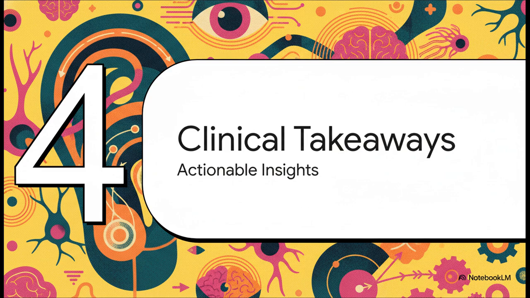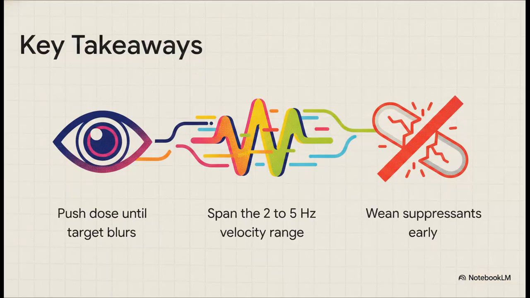Section 4. Key clinical takeaways. We've covered some pretty heavy neurophysiology today, so let's distill it all down to the core actionable insights you can take back to your patients tomorrow. Number 1, remember that retinal slip is the engine of cerebellar plasticity. You've got to push that exercise dose, specifically the head velocity, until the target just begins to blur. A perfectly clear target means you're underdosing.